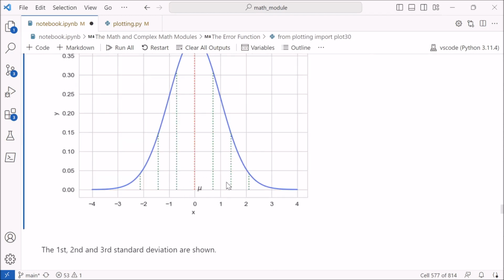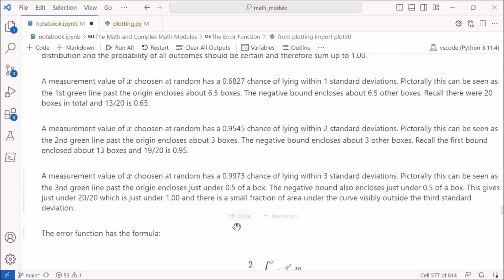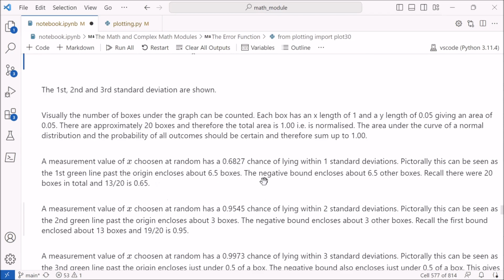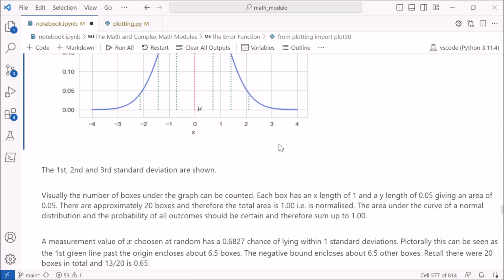Quite often a value is quoted with a mean and an error. That means it's between 3 standard deviations, and that means you're 99.73% likely to find it within this boundary.